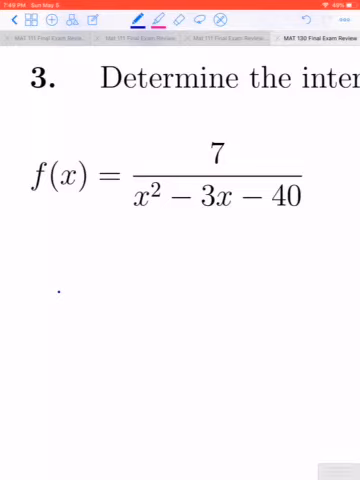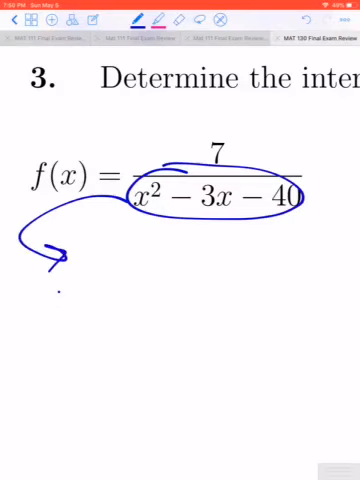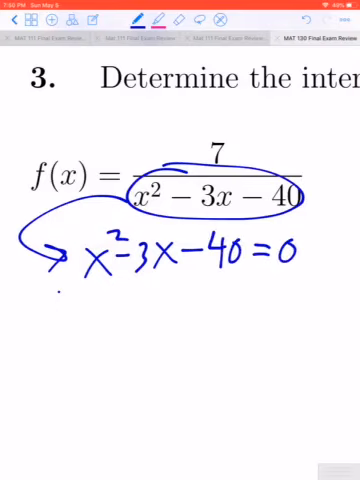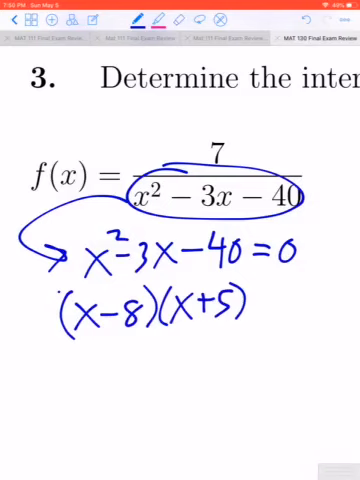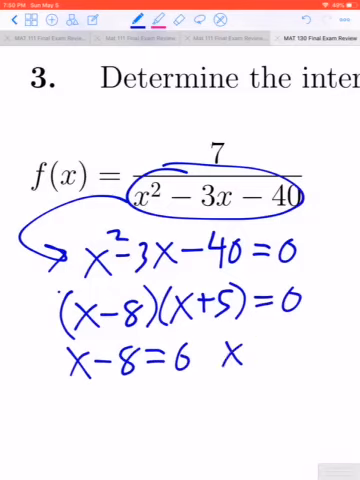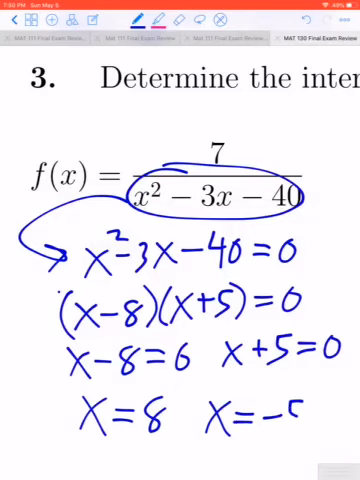Well, the domain of any rational function is going to be the collection of all x's except where the denominator is 0. So let's go ahead, let's set that denominator equal to 0 to see when it would be undefined. We have x squared minus 3x minus 40 equals 0. This is a nice quadratic equation. It actually factors as x minus 8 times x plus 5 equals 0. We set each factor equal to 0 individually, and we get x equals 8 and x equals negative 5.